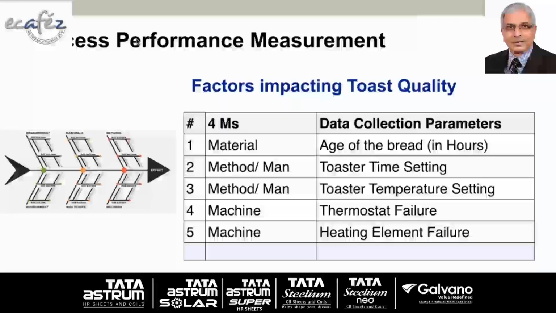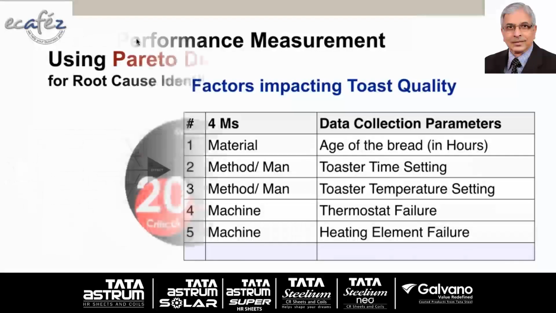In the toasters, these are the two common problems that were impacting quality. So these are the parameters. This is the problem faced by the kitchen staff: over or under age of the bread, wrong time setting, toaster thermostat failure and heating element failure. Just to improve the quality, these parameters must be addressed.